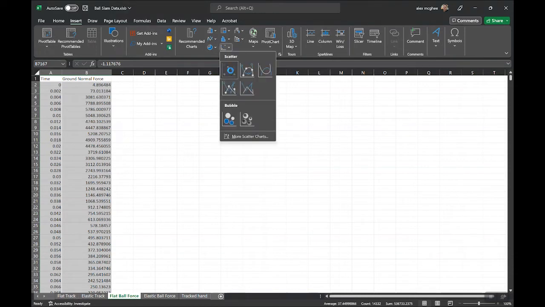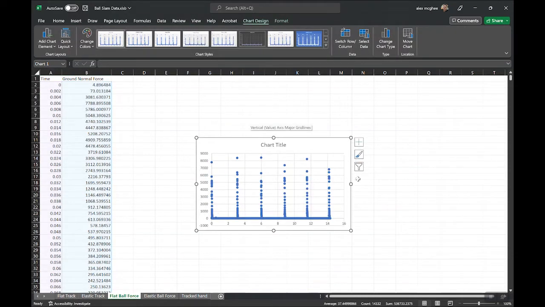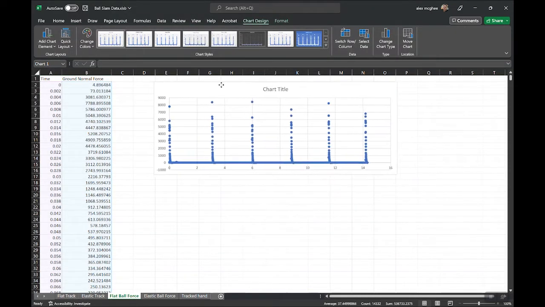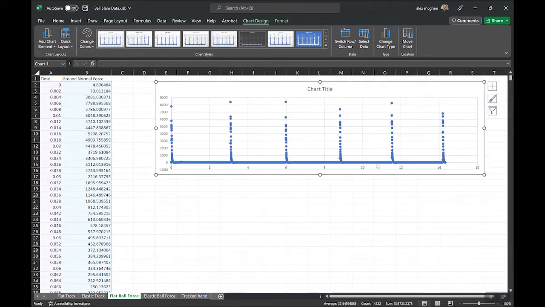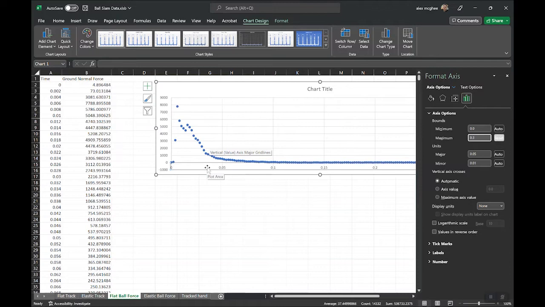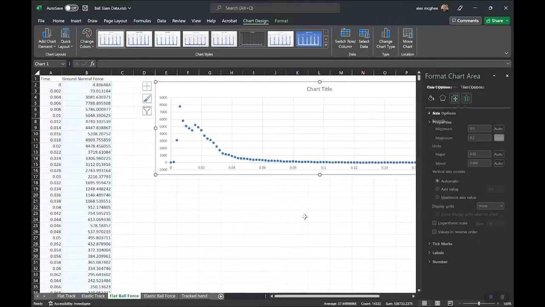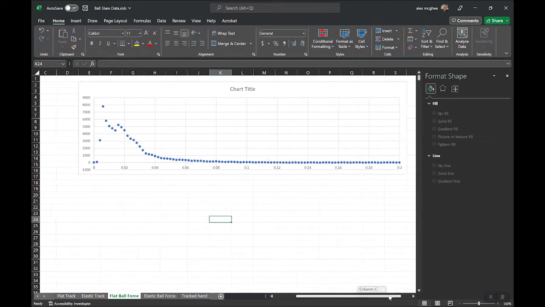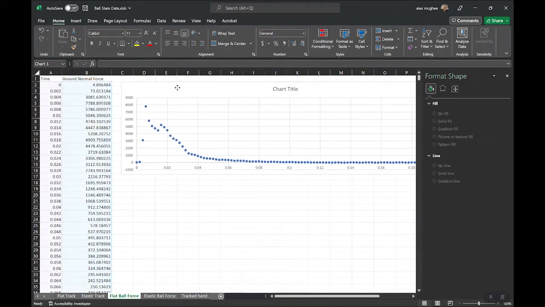All right, so if we plot this, we see a bunch of spikes. So the first thing we want to do is come in to one of these spikes and maybe zoom in a little bit. And what I'm going to do is just go to this axis, and I think it's going to be about 0.3, something like this. So maybe 0.2. So 0 to 0.2, we have the force response of the flat ball hitting the ground.